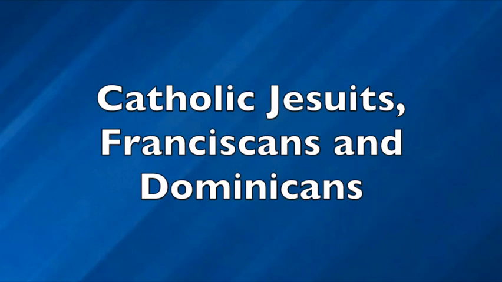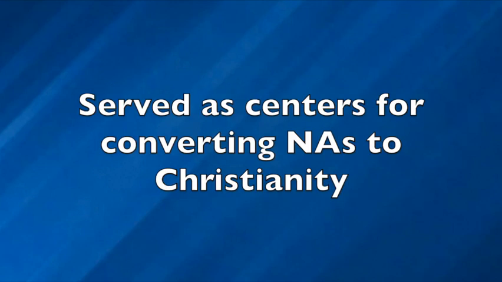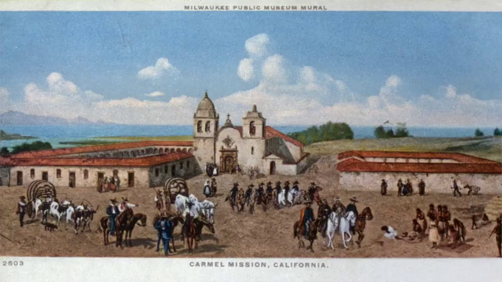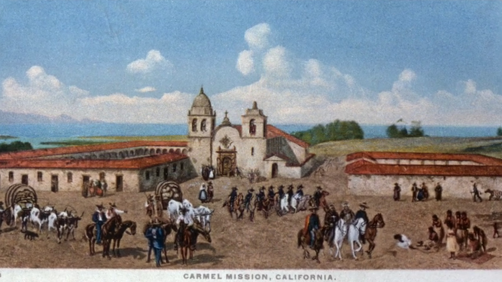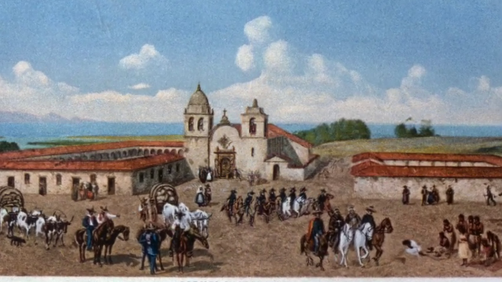Spanish missionaries, often from Catholic religious orders like the Franciscans, Jesuits, and Dominicans, established missions in Native American territories. These missions served as centers for converting Native American peoples to Christianity, teaching them the Spanish language and culture, and integrating them into Spanish colonial society.